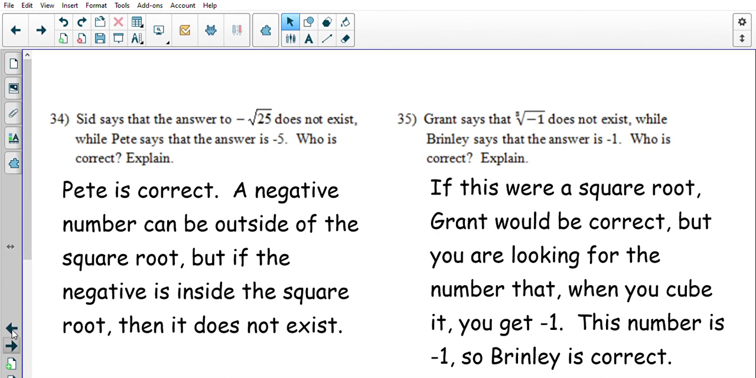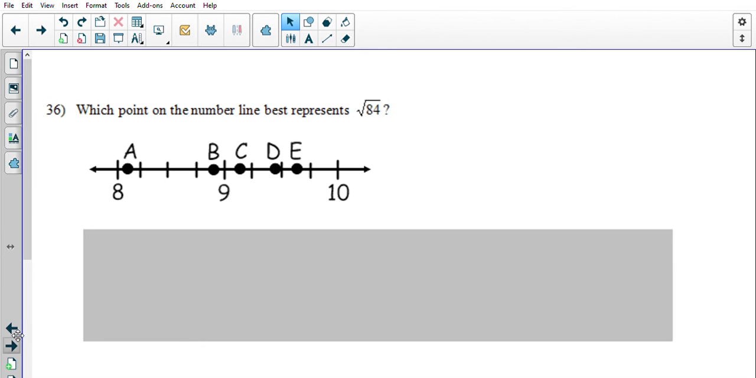Finally, number 36, which point on the number line best represents the square root of 84? What do you think?